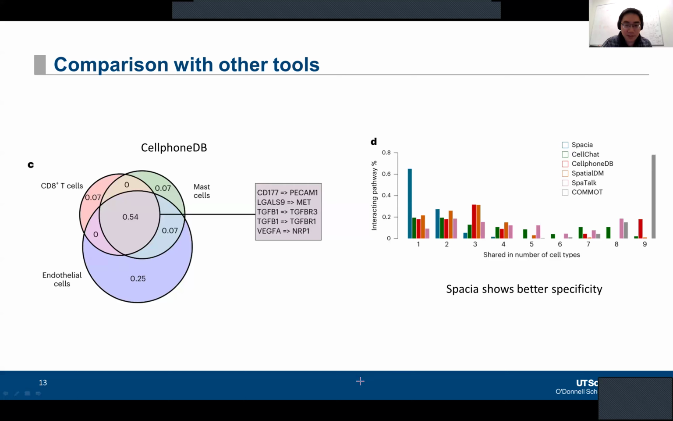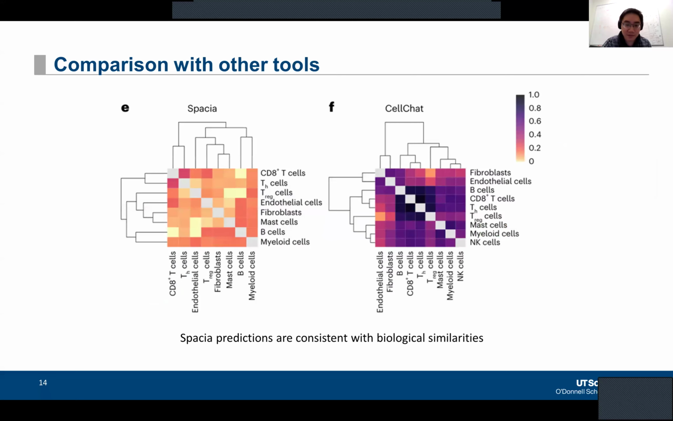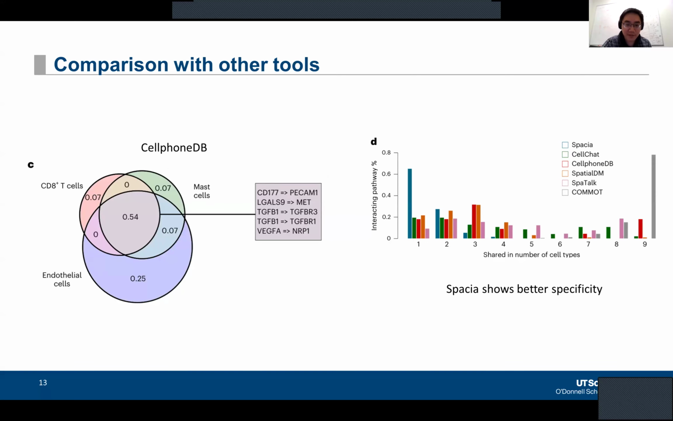And this is a bit of a tricky part because we don't really have the ground truth of whether there's an actual interaction in these real world data. So we have to come up with other ways to compare and validate our results. We first compared the results with existing software.